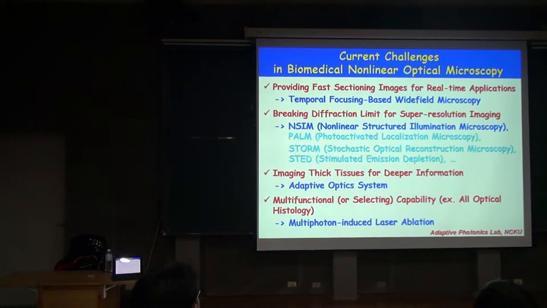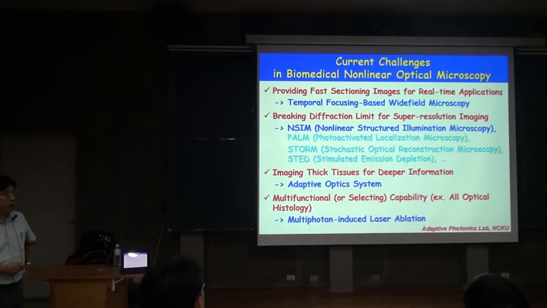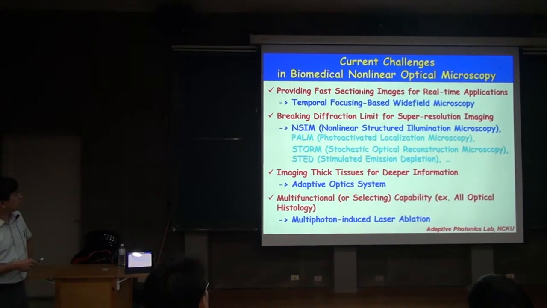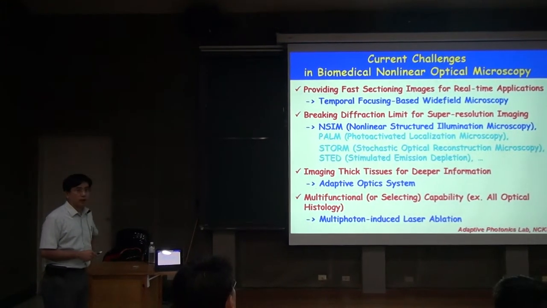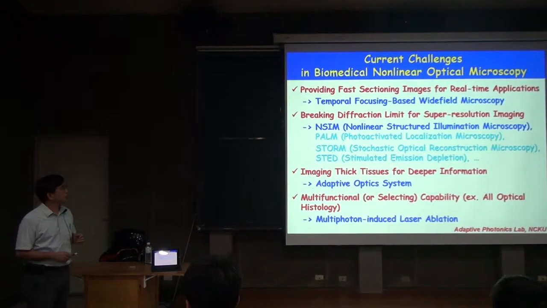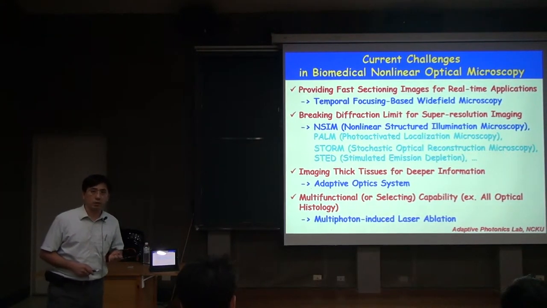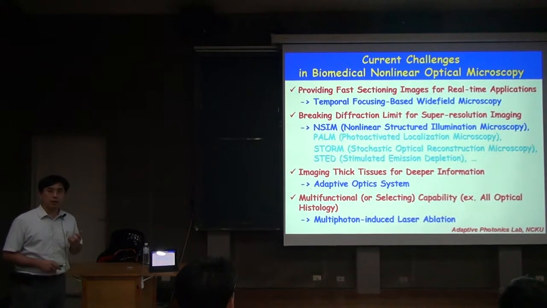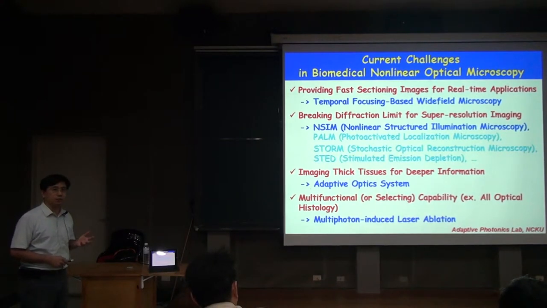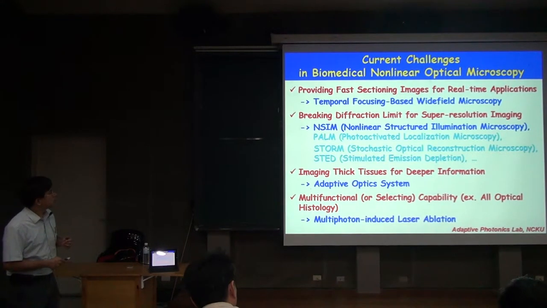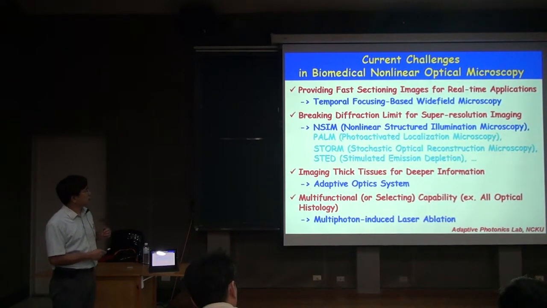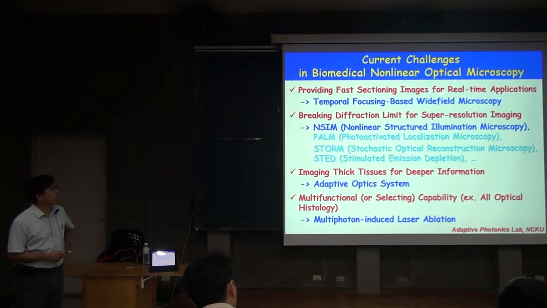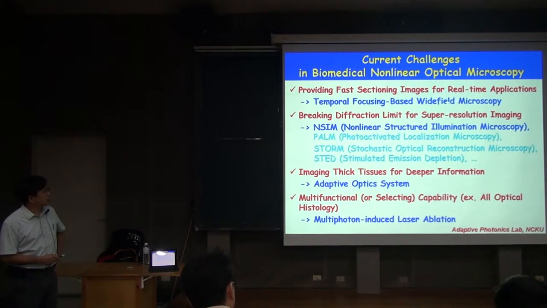The first one I just mentioned: the conventional nonlinear optical microscope is based on point-by-point scan. That means right now the frame rate is maybe around 3 to 5 frames per second. But some applications need very real-time or dynamic signals, like the neural signal. So you need a very fast frame rate for the real application. So today I will focus on the temporal focusing based multiphoton microscope.